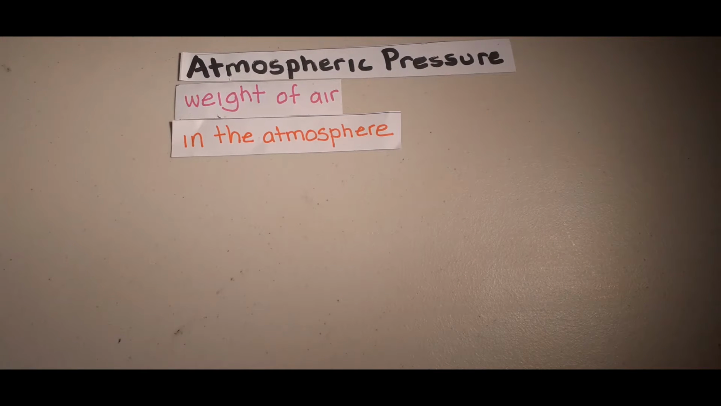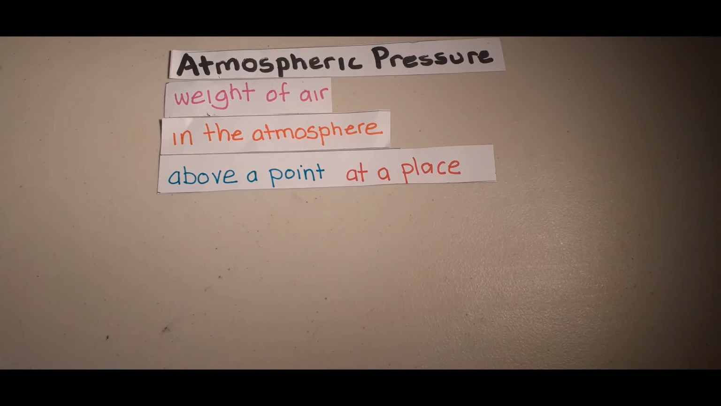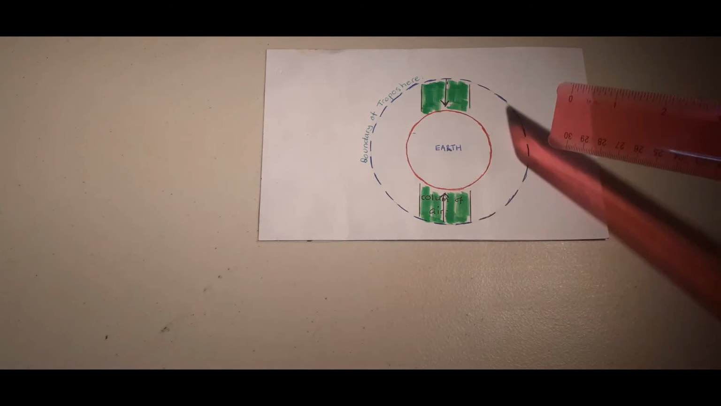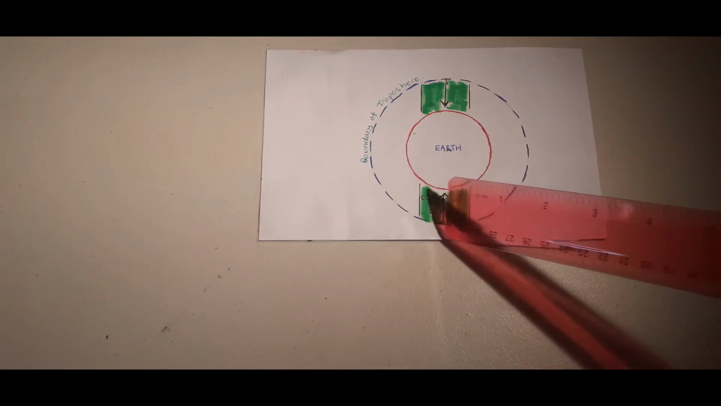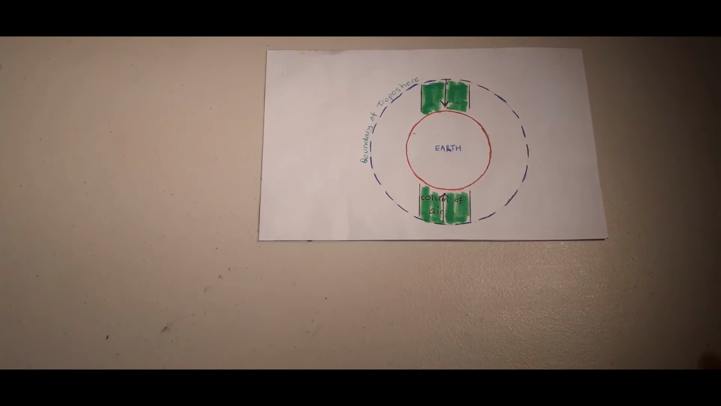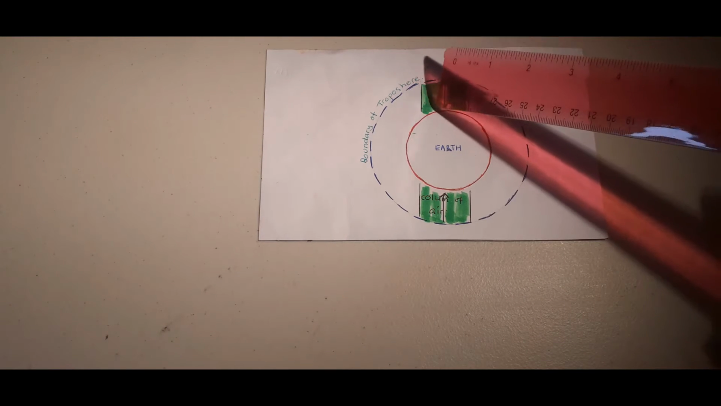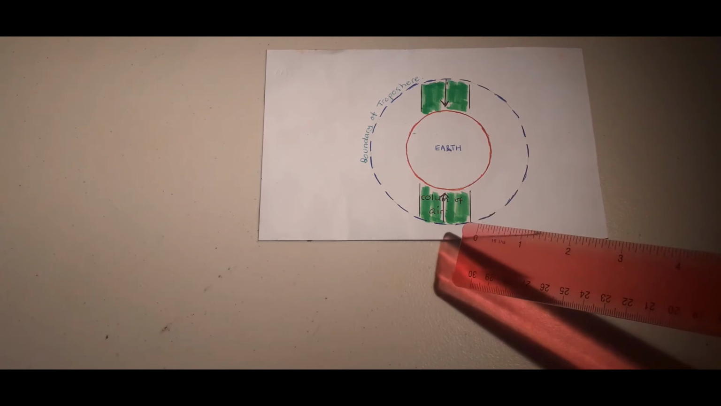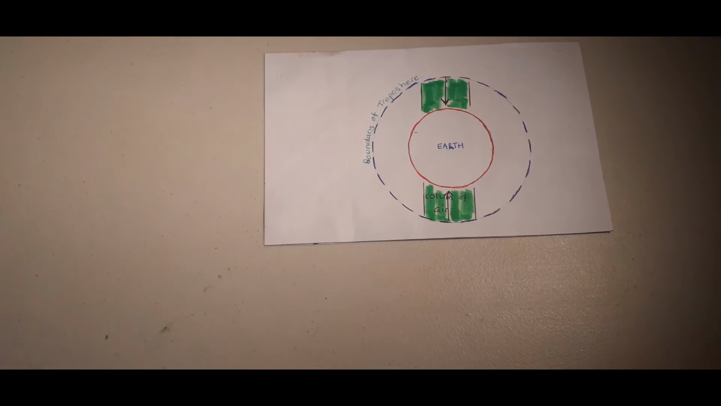Atmospheric pressure can be defined as the weight of air in the atmosphere above a point at a place. I need to explain this definition before I go any further. The Earth is surrounded by a blanket of air, and the boundary is where the troposphere ends. In green is the weight of that air from the top of the tropopause to the surface of the Earth, and the same can be said for the Southern Hemisphere.